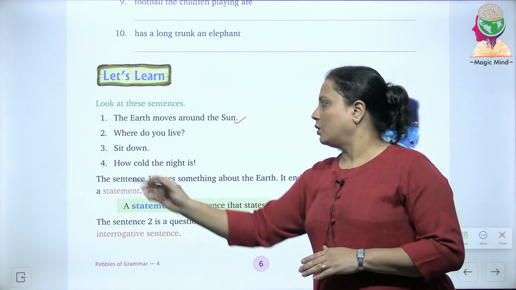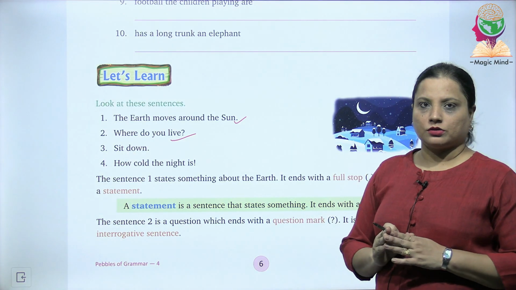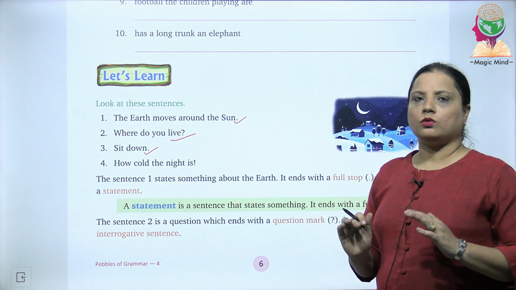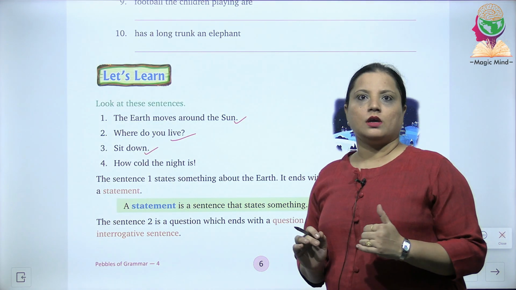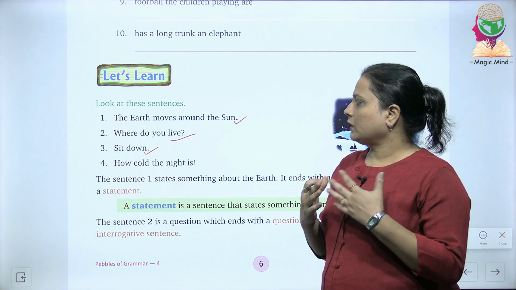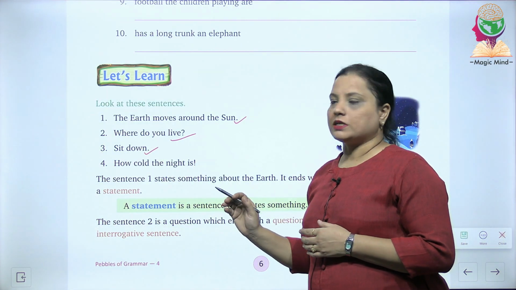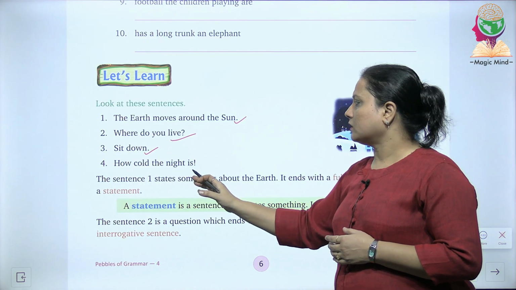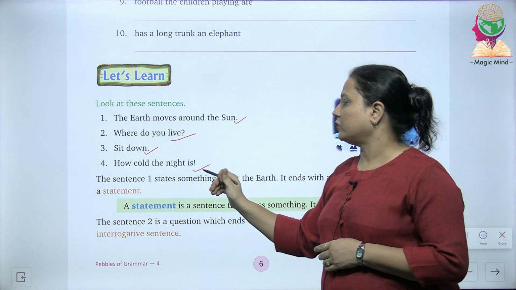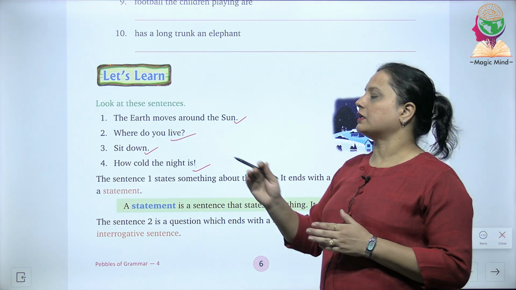Then the next is, where do you live? Okay, this is a question. Next, sit down. Now when we say sit down, it seems as if we are giving an order to some person to sit down. Then in the fourth sentence, how cold the night is. And they have mentioned an exclamation mark over here. That means it's an exclamatory sentence.